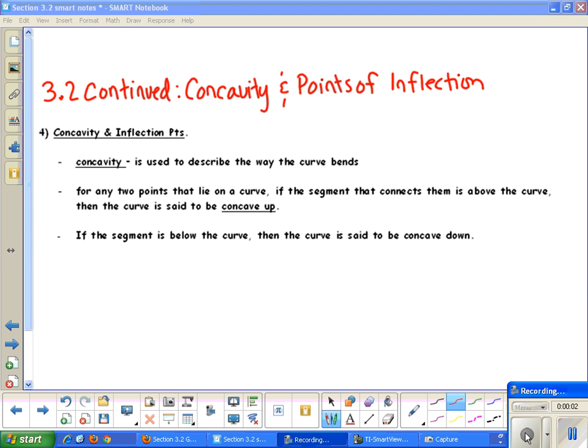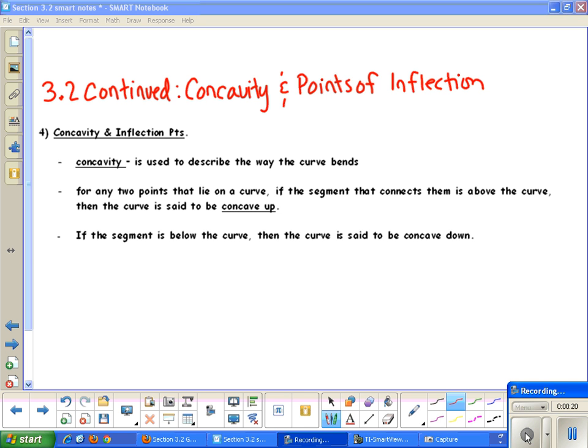Section 3.2 continued, concavity and points of inflection are what we're going to continue on. For this, concavity is used to describe the way the curve bends. For any 2 points that lie on a curve, if the segment that connects them is above the curve, it is said to be concave up.